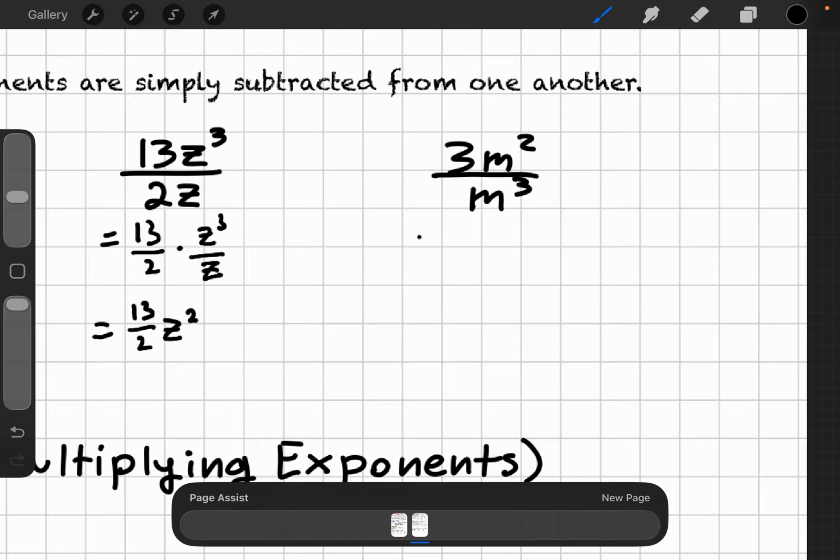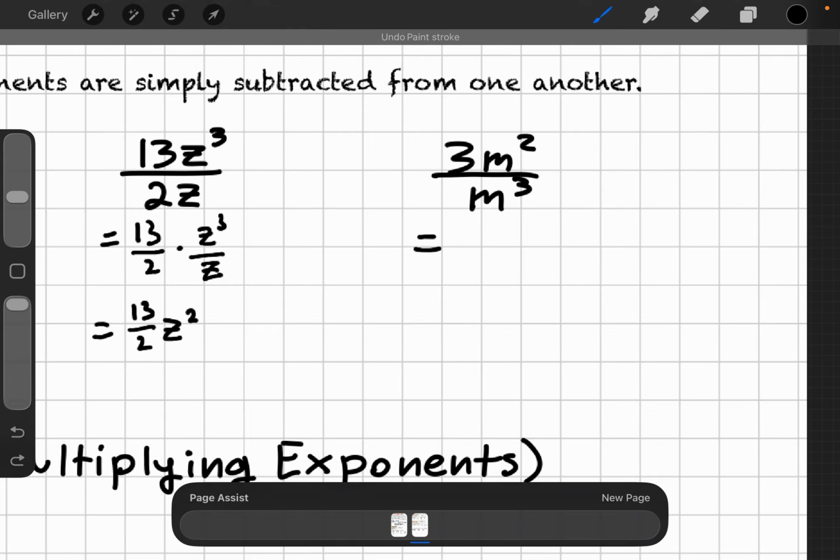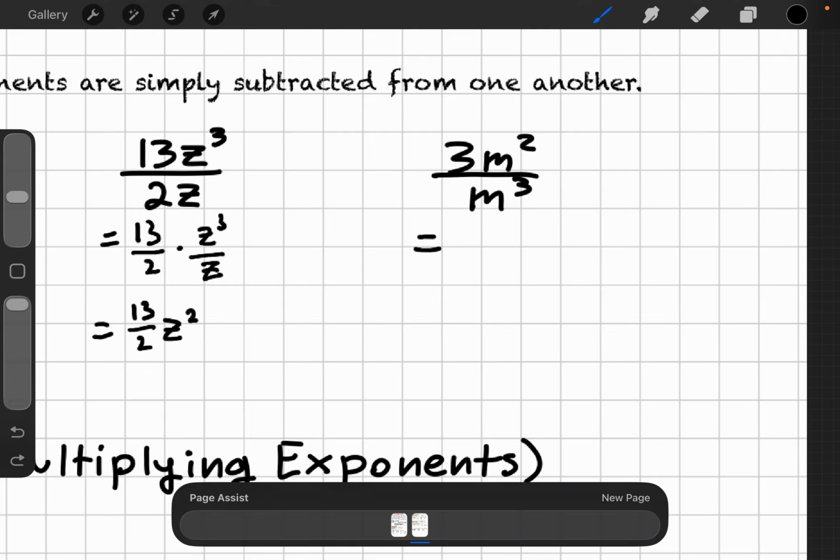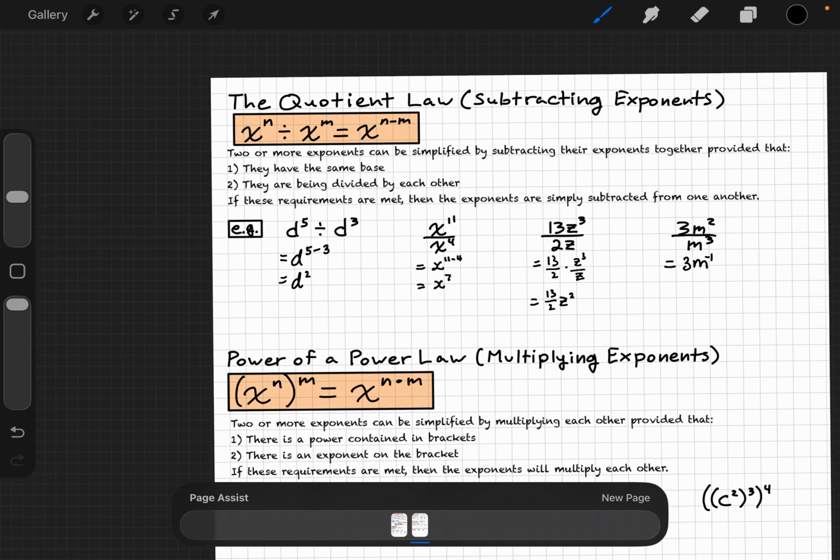Let's compare the answers. Here we see that on the bottom, there's no coefficient, so we assume that's a 1 there. And so we do 3 over 1, which is just 3. Sorry, I'm tripping today. And then we do the next one. n to the power of 2 over m to the power of 3, which is the same thing as m to the power of 2 minus 3, which is m to the power of negative 1. So the answer is 3 times n to the power of negative 1. All right, this is the quotient law.